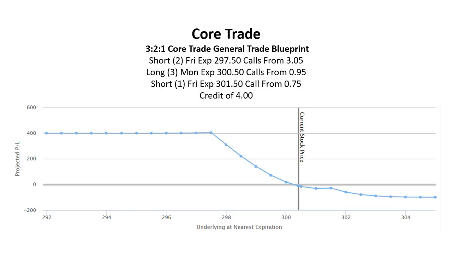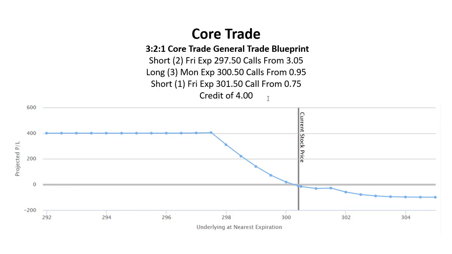The particular details behind this trade: it's short 2 Friday 297.50 calls from 305. We're long 3 Monday expiration 300.50 strike calls from 95 cents. So that gives us our 3-point strike difference between the 2 and the 3. And then 1 strike above the long, we're going to sell another Friday expiration. So we're going to sell the 301.50 call from 75 cents.